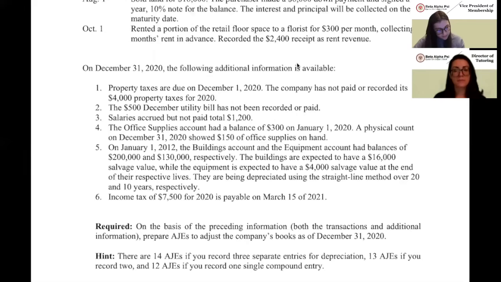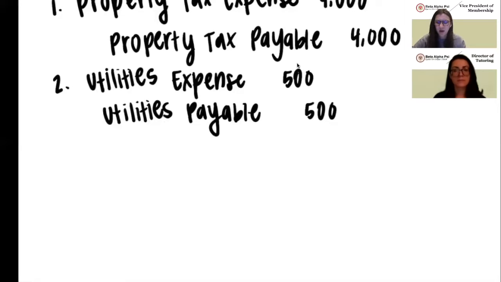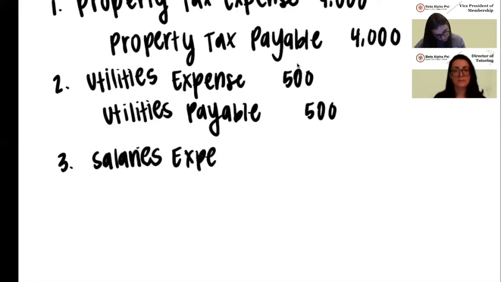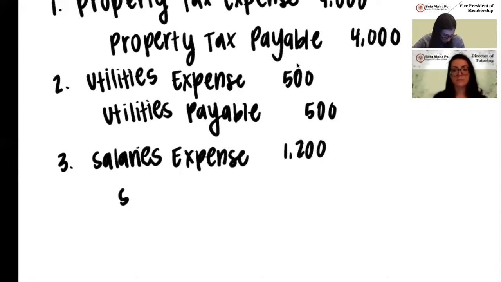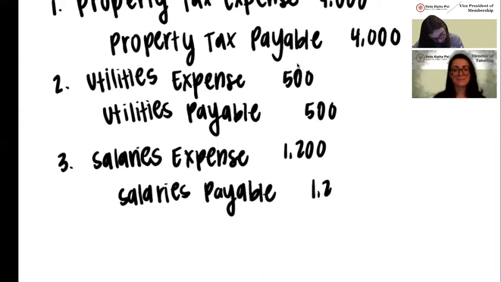Moving on to number 3, salaries accrued but not paid for $1,200. So the employees have worked, but we haven't paid them yet. So we've accrued the expense, but are not ready to pay them. We're not going to pay our cash. Same idea. We're going to debit our salaries expense for $1,200, and we're going to credit salaries payable for $1,200.